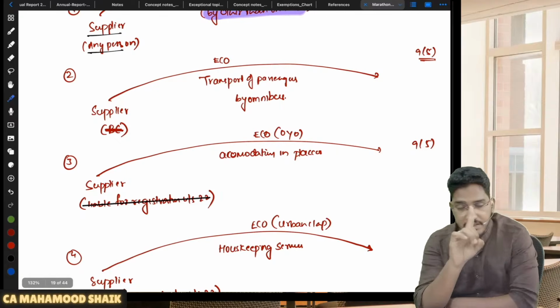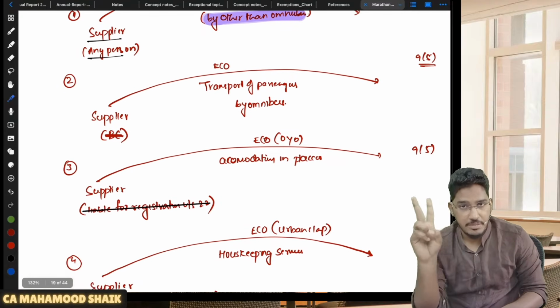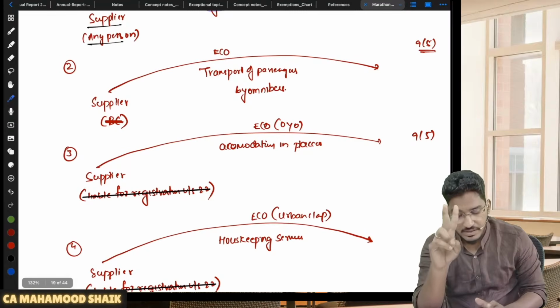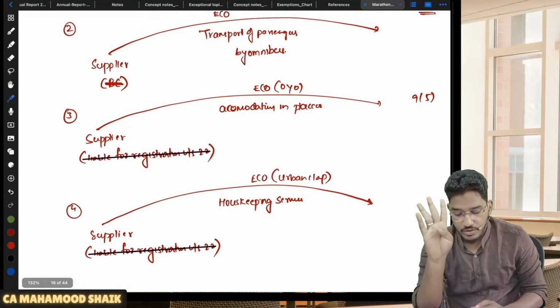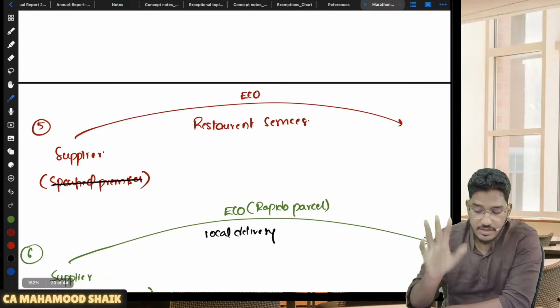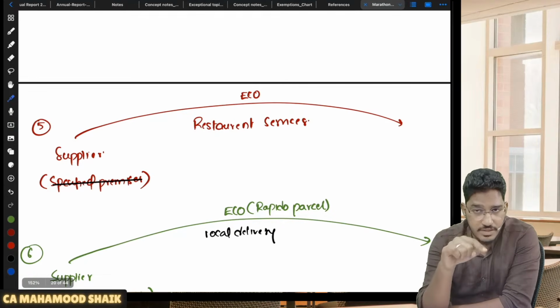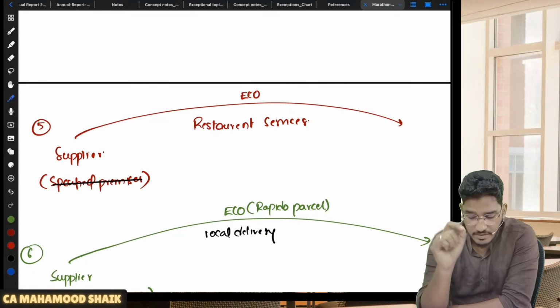Number 1, passenger transportation services other than omnibus. Number 2, passenger transportation services by omnibus. Number 3, accommodation services. Number 4, housekeeping services. Number 5, restaurant services. So if restaurant services are being provided through an e-commerce operator, they also will get covered under 9(5).